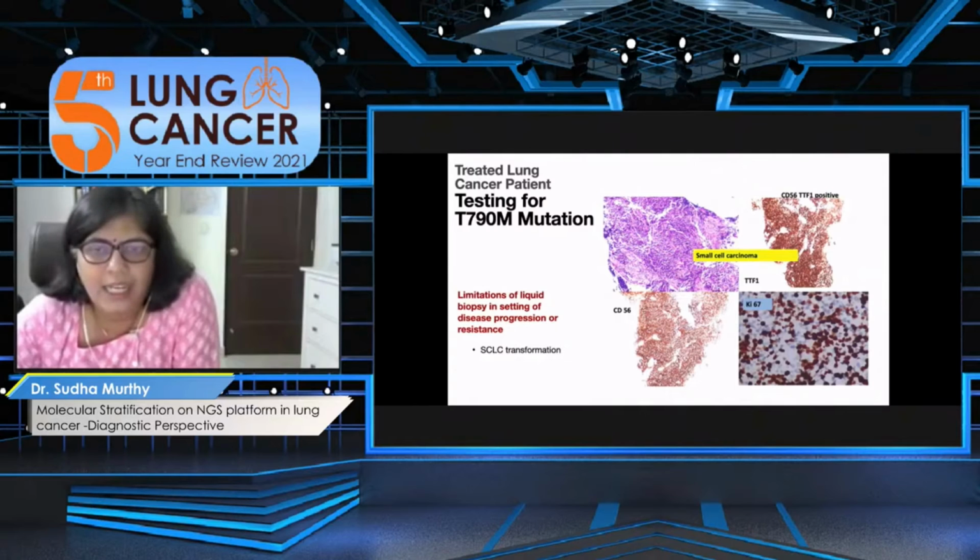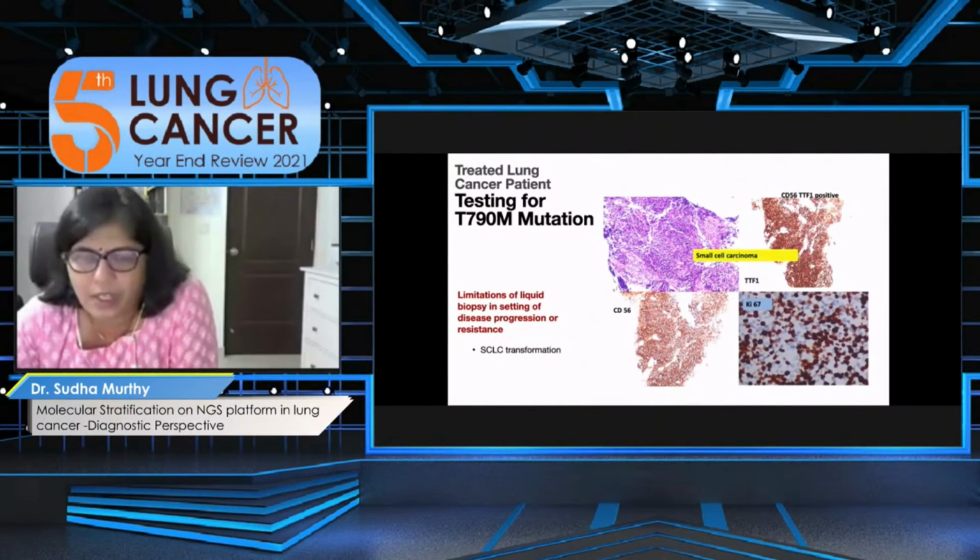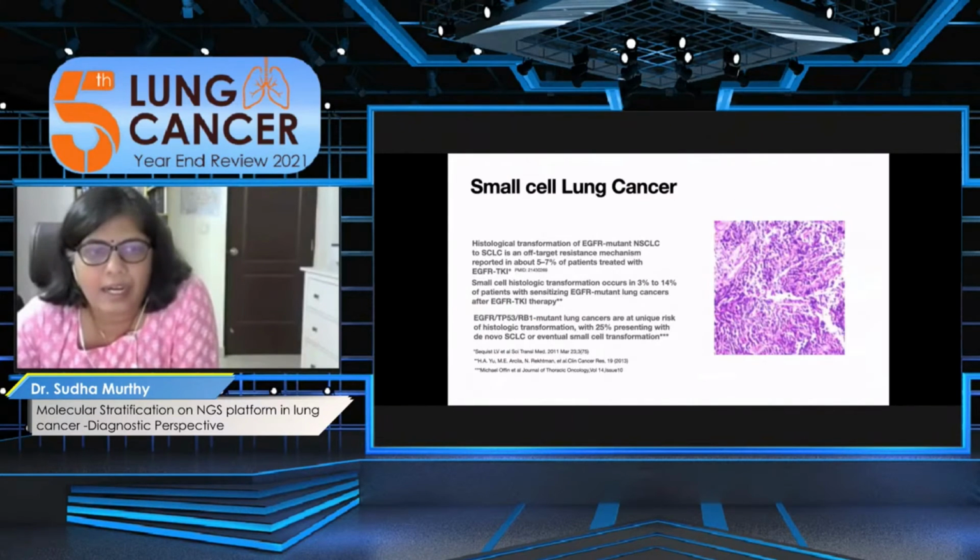Sure. Another thing is the transformation during treatment to small cell carcinoma. And we all know that this cannot be picked up on liquid biopsy. So again, we need to be aware of this. And TP53 and RB1 mutant lung cancers are at unique risk of histologic transformation. When we see this upfront, we have to be aware that this could lead to a small cell carcinoma transformation.